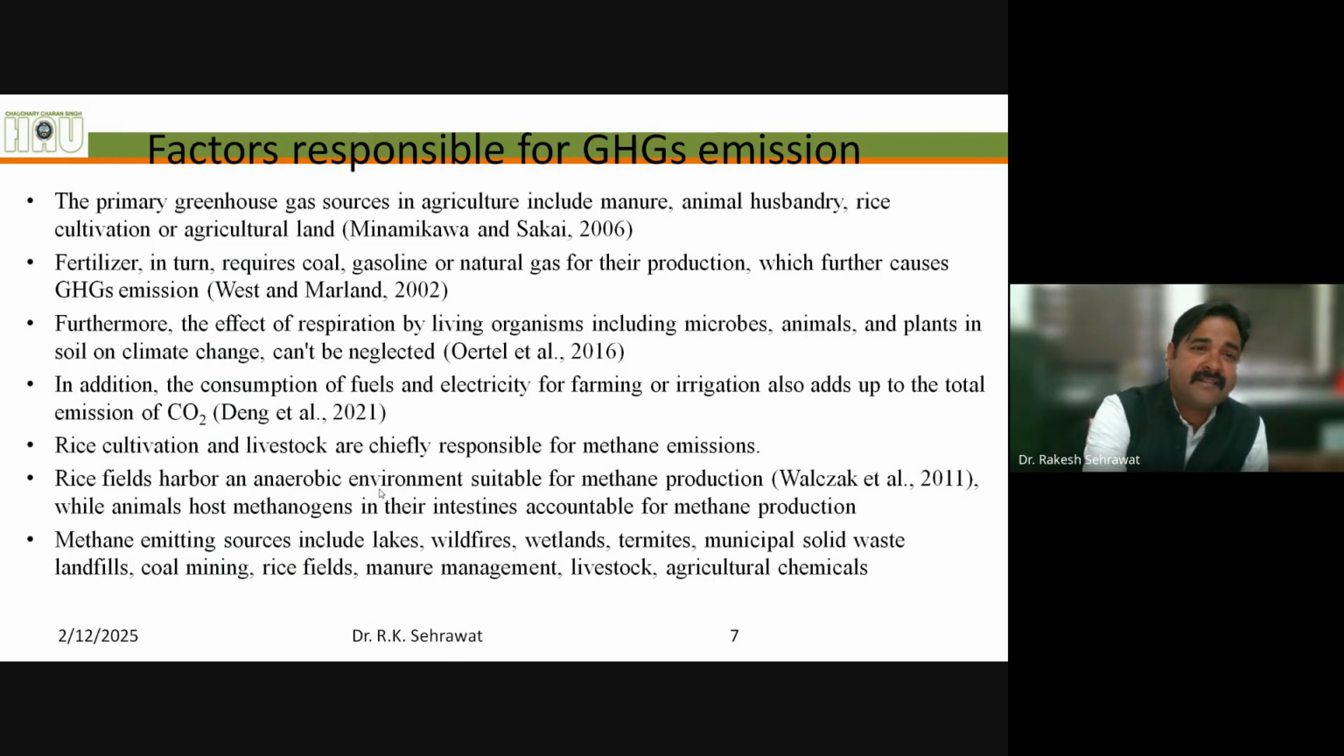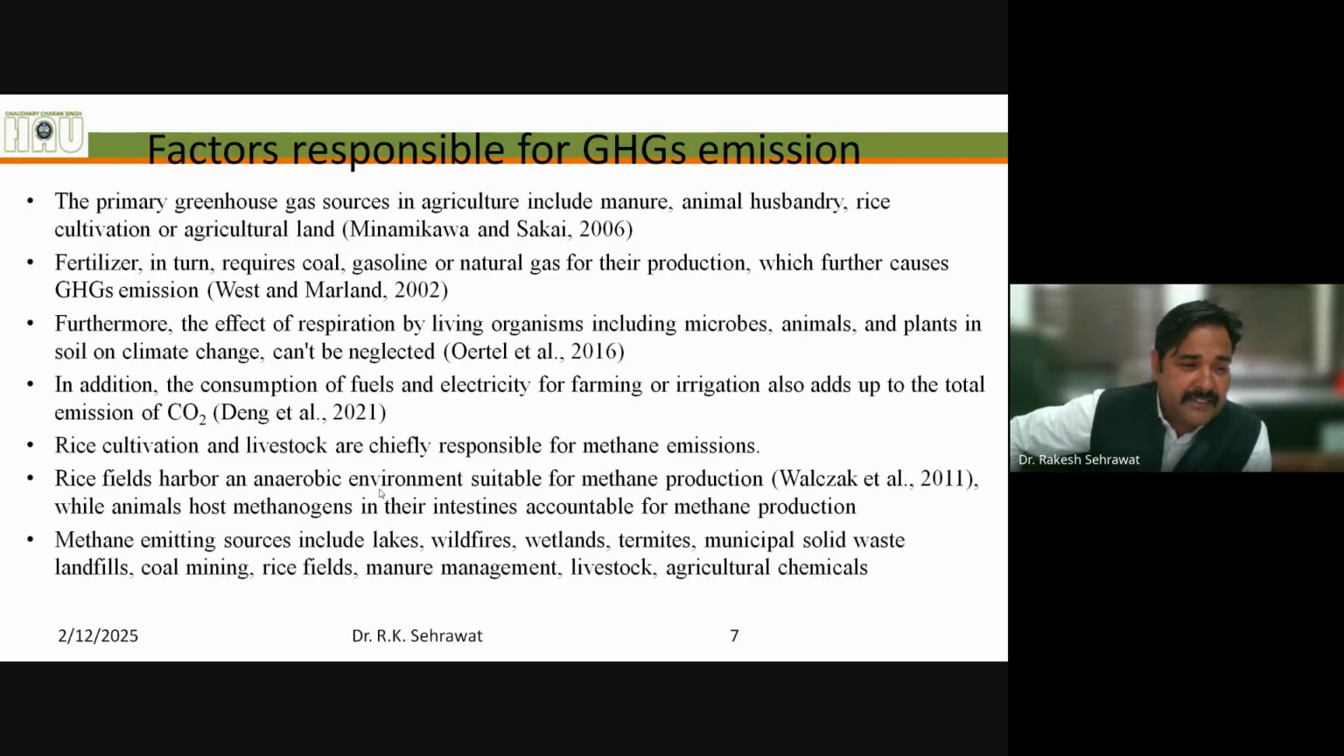Fertilizers, as they require coal, gasoline, or natural gas for their production. Then the effect of even microorganisms, they are also secreting or adding up to the greenhouse gas emission. In this, consumption of fuel and electricity for farming or irrigation also adds up emission of carbon dioxide.